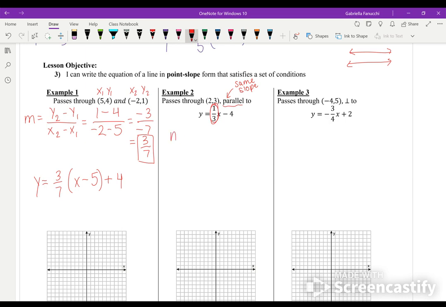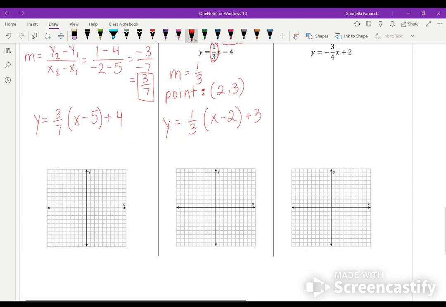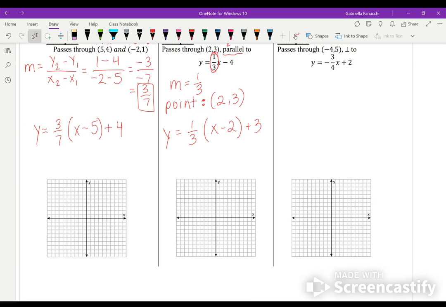Our slope of this line was 1/3. So I know my m is going to equal 1 over 3. And my point, it wants it to pass through 2, 3. So my point that I'm going to write my equation with is 2, 3. So y is equal to 1 over 3 times x minus 2, plus 3. And I will graph these after I get all the equations written down. Or you know what? No, you'll graph them. I want you guys to graph all the equations.